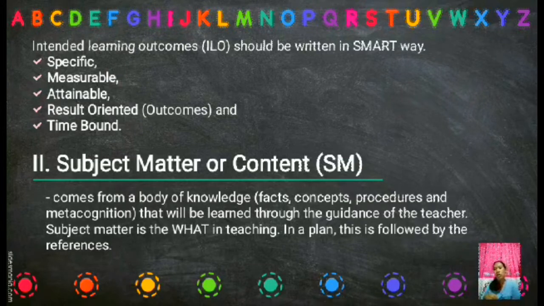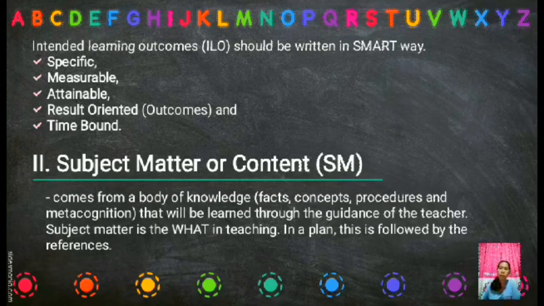And next is result-oriented or outcomes. So, kaning result-oriented is maoning outcome. Meaning is kanang dapat relevant ang imong objective nga buhaton. And next, and lastly is time-bound.